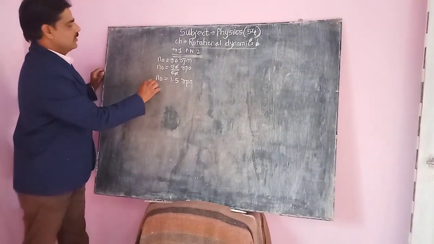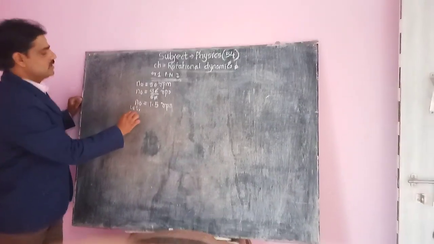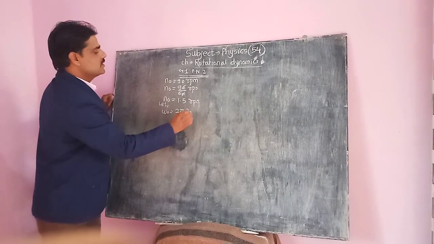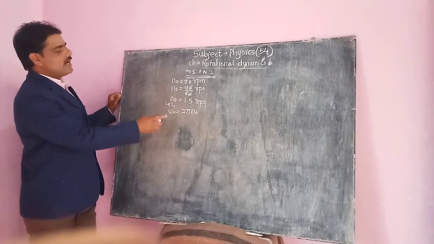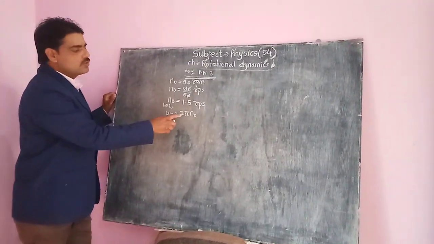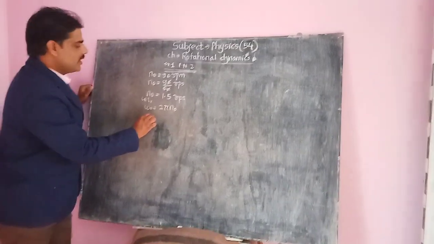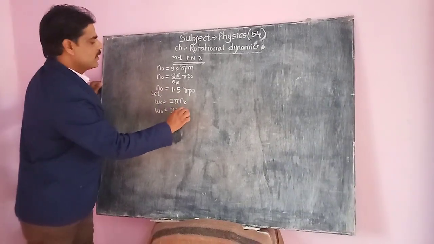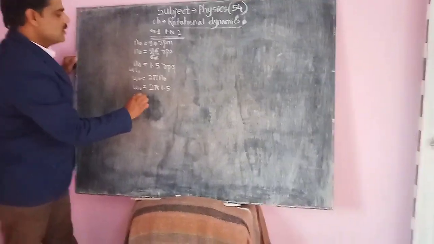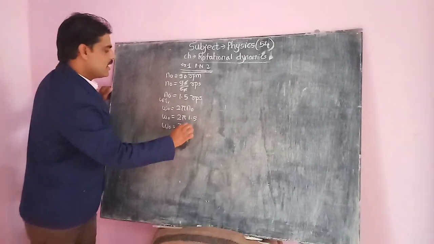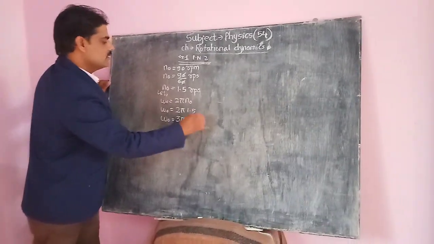Let initial angular velocity omega 0 is equal to 2 pi n0. The basic formula is that omega is equal to 2 pi n. We can write for initial angular velocity omega 0 is equal to 2 pi n0. Now omega 0 is equal to 2 pi into 1.5. Omega 0 is equal to 3 pi radian per second.